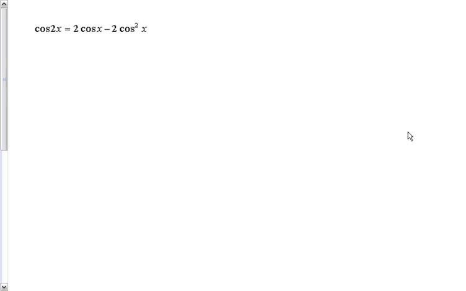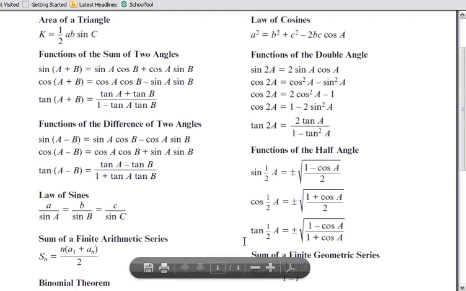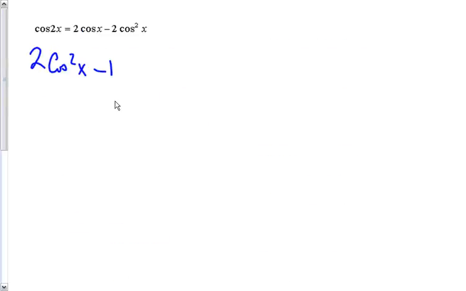So with my first substitution, I get 2 cosine squared x minus 1. There it is. All I did was replace a with x. Continuing on from here, this still equals what I have over here, 2 cosine of x minus 2 cosine squared x. Now, I got to get everything over to one side. Let's see what I can do.